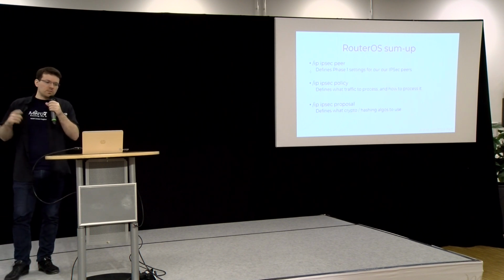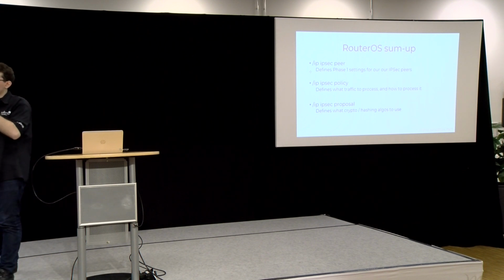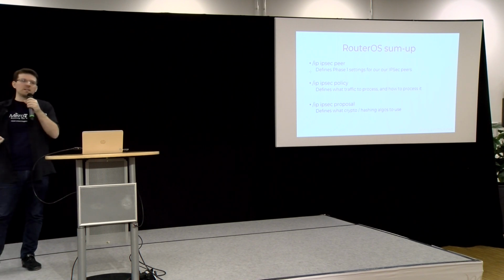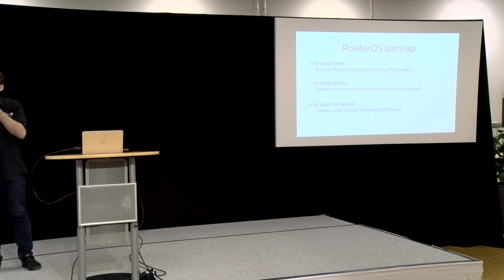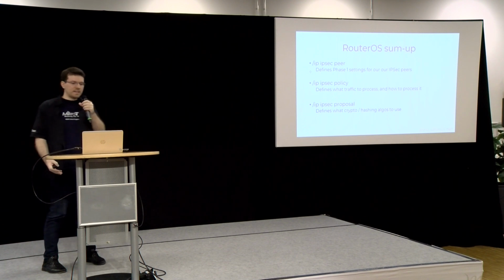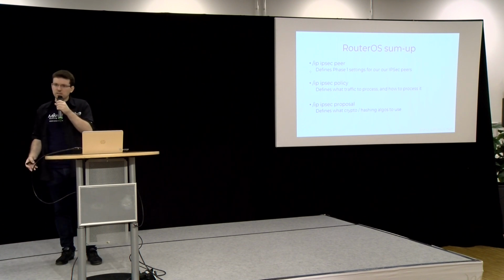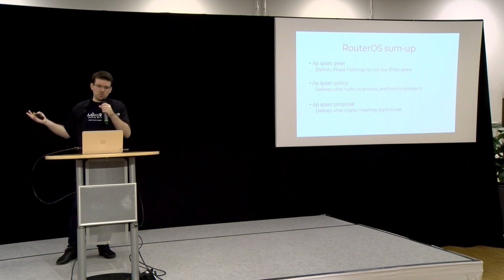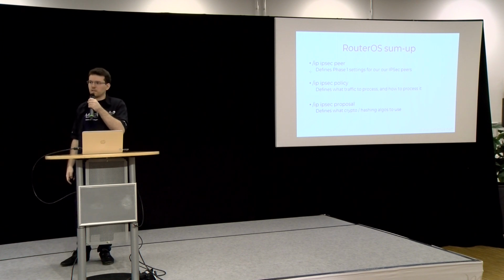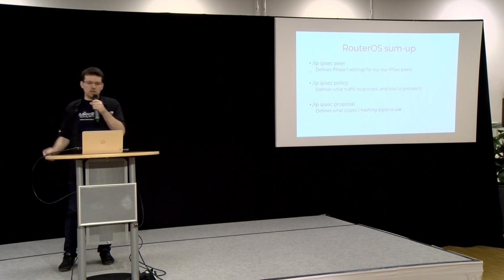So, to sum it up, for RouterOS, we have 3 main configuration menus that we want to look at. It's IPsec peer, which defines phase 1 settings for our IPsec peers. This really defines our IPsec peers. Then we have the IPsec policy, which defines what traffic to process and how to process it. And then we have the IPsec proposal, which defines what crypto and hashing algorithms to use on this traffic. All right, I hope that makes sense.